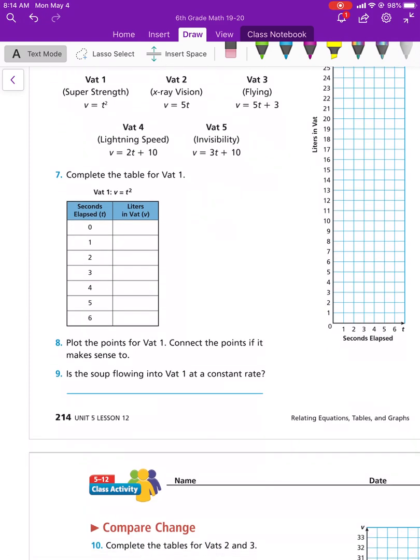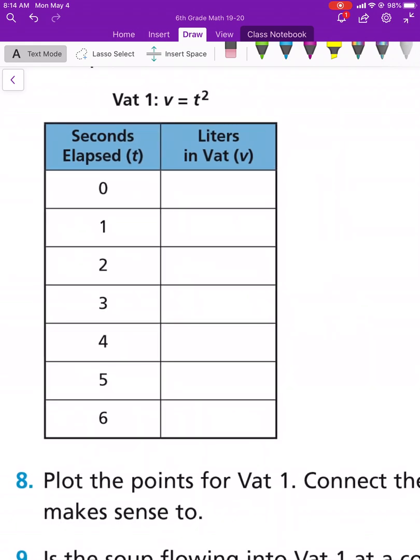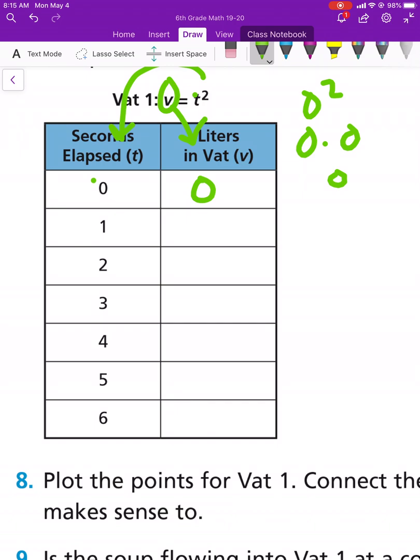So vat 1 is V equals T times T, or T squared. So I can look at this and easily say anything that is V will end up here, and anything that is T is over here, right? So if T is 0, then obviously V is 0, right? So this would be 0 squared, which is 0 times 0. What is 0 times 0? It's 0. Now V is just equal to 0.